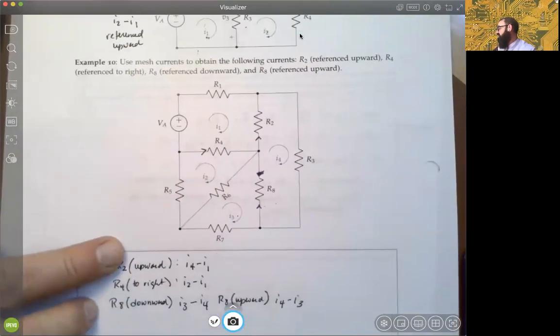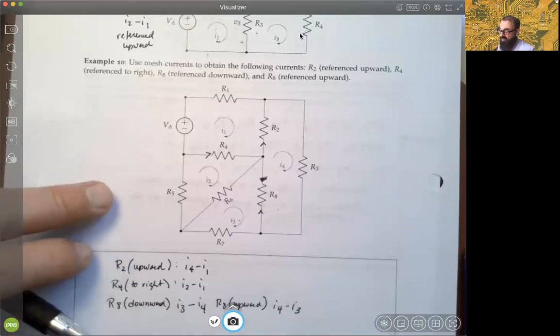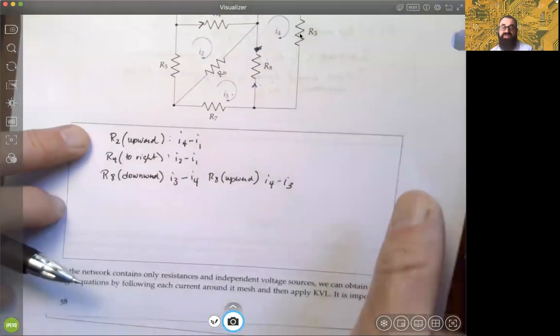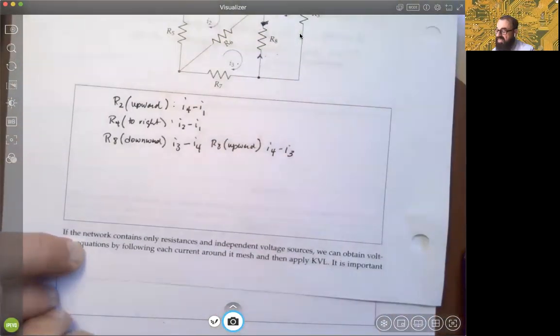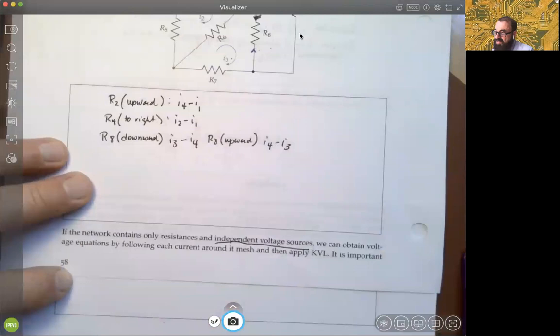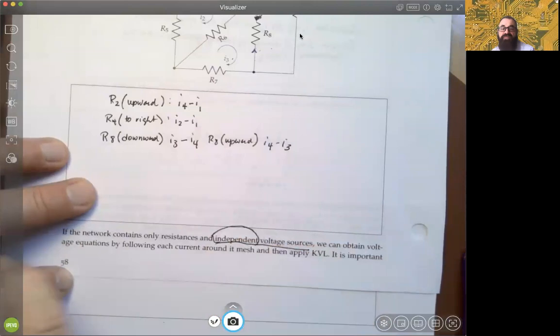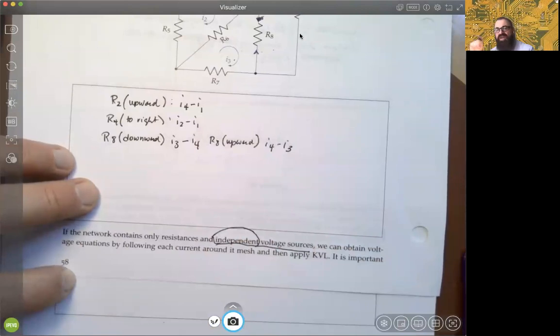So we're now going to use mesh currents to come up with KVL equations and find the linear systems formed from that. At the bottom of page 58, we make a comment that if the network contains only resistances and independent voltage sources, you can apply this technique with mesh currents, with KVL. It's very important that the voltage sources be independent, because if they depend on voltage or current elsewhere, we could get into trouble.